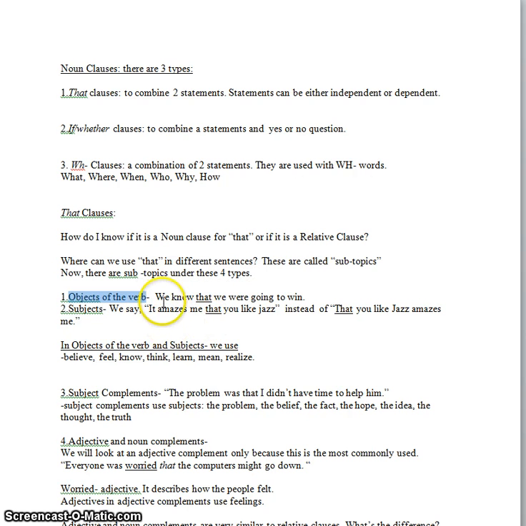For example, we knew that we were going to win. That is representing the object of the verb. What's the verb? Knew.